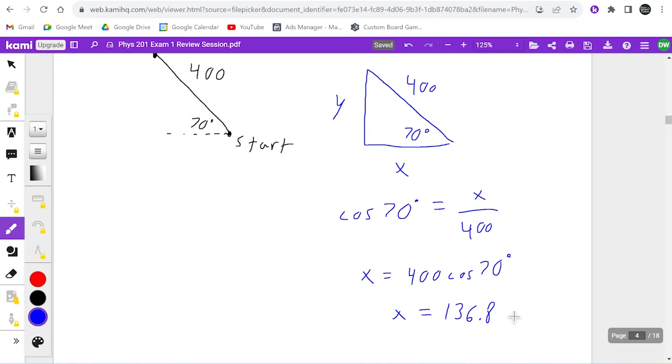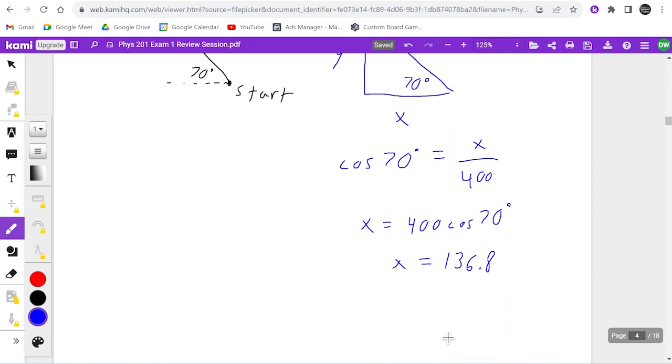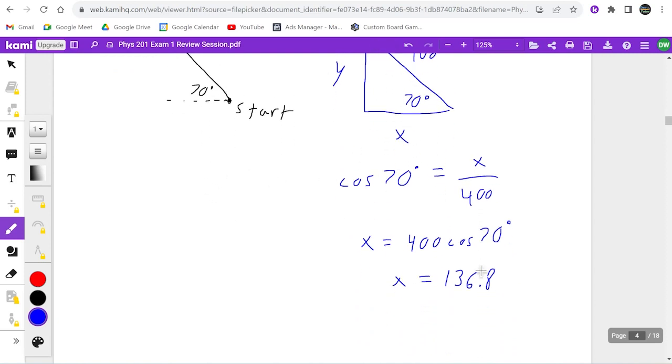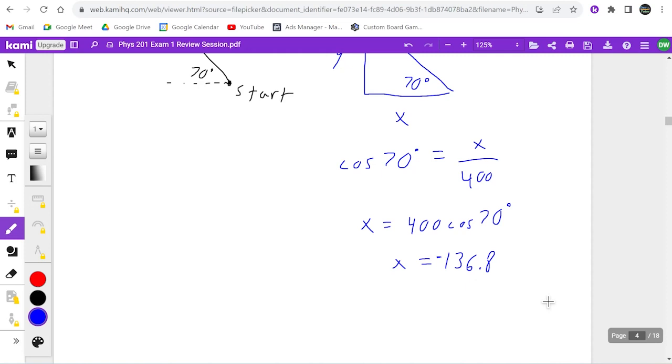And that's positive. Well, actually, if we think about it, that's actually negative. Why is it negative? It's negative because which way does that angle point? It looks like it's pointing left, so it's got to be negative 136.8. Notice my calculator didn't tell me that. I had to figure it out, and that's fine. Sometimes we're going to do that.